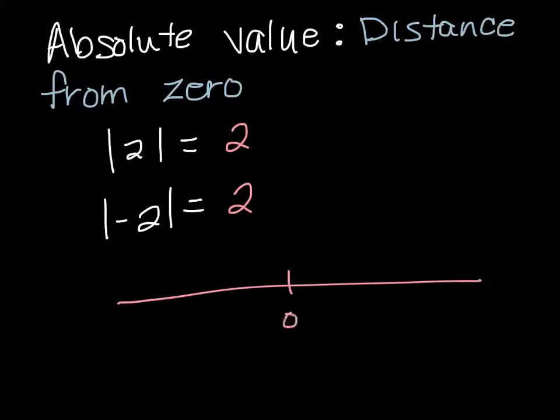So if here's 0 and here's -2, if I was to count from -2 to get to 0, it's a distance of 2. The negative is just a direction. Same thing, +2. From +2 to get to 0, it's also a distance of 2.